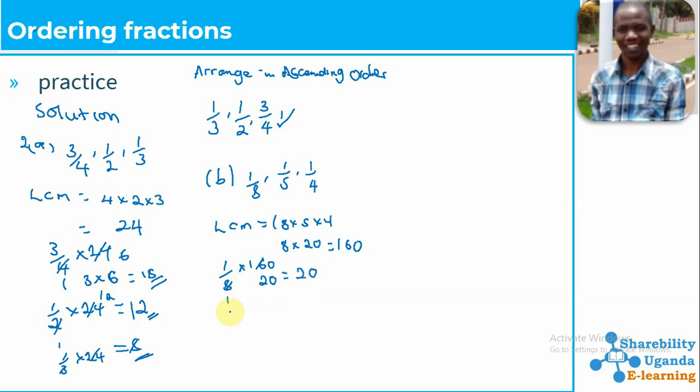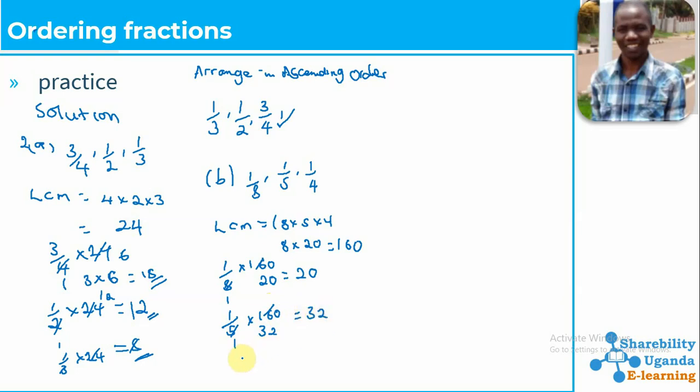Then we say what is 1 out of 5 times 160. Okay, so 160 divided by 5, we get 32. So this simply means here we have our 32.